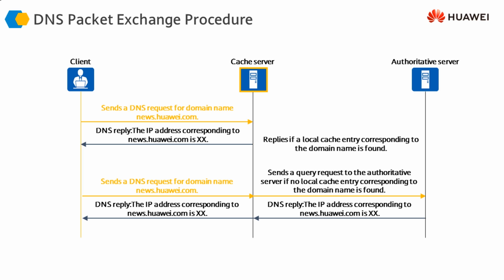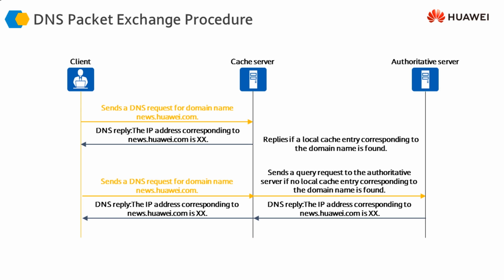However, if the cache server does not contain the entry for this domain name, it is going to forward the request to the authoritative server for this domain name. This authoritative server is then going to send a response with the IP address to the client, and this cache server is going to update its database with the updated entry for this particular domain name, so that next time any client sends a request for the same domain name, the cache server can respond locally. This response goes to the client, and the client can start communicating with this server, for example, news.huawei.com.